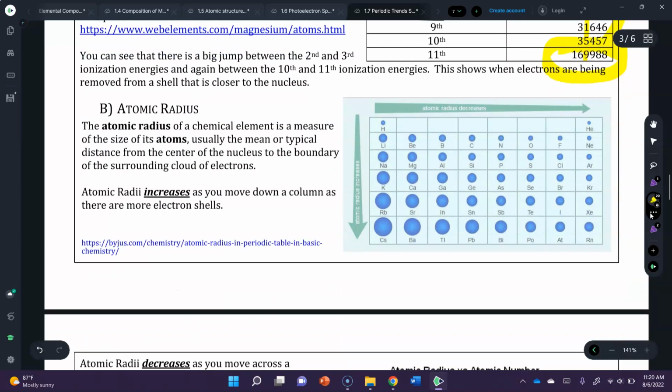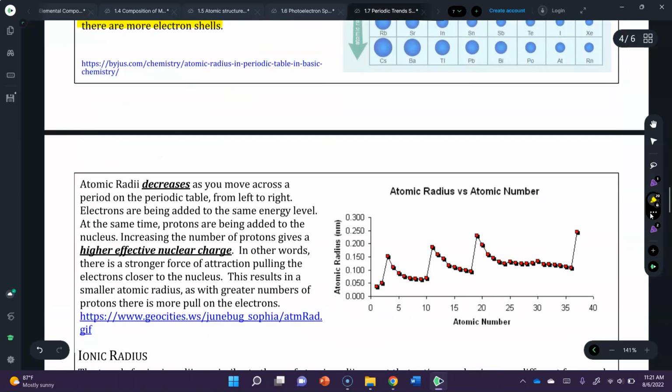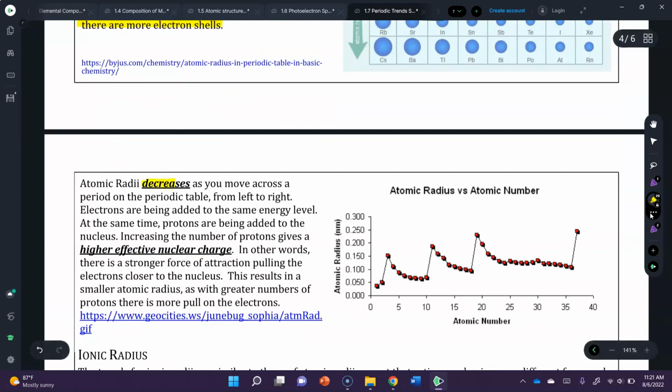Okay, moving on. Atomic radius. The atomic radius of a chemical element is a measure of the size of the atoms, usually the mean or typical distance from the center of the nucleus to the boundary of the surrounding cloud of electrons. The atomic radius increases as you go down a column as there are more electron shells. It decreases as you move across a period on the periodic table.